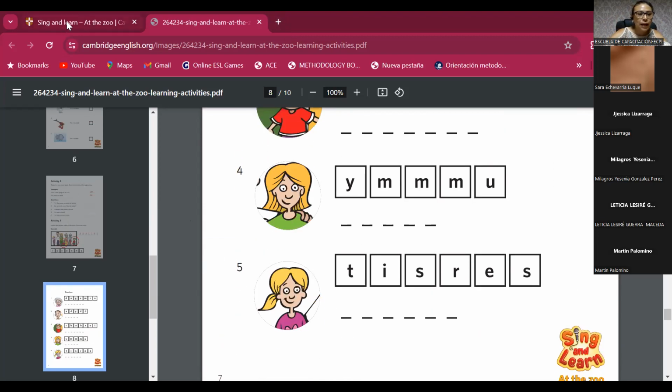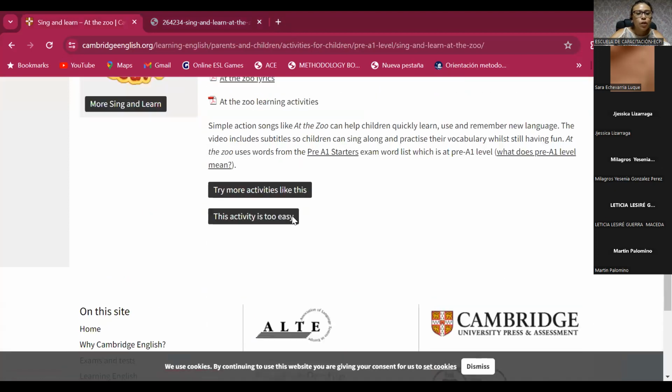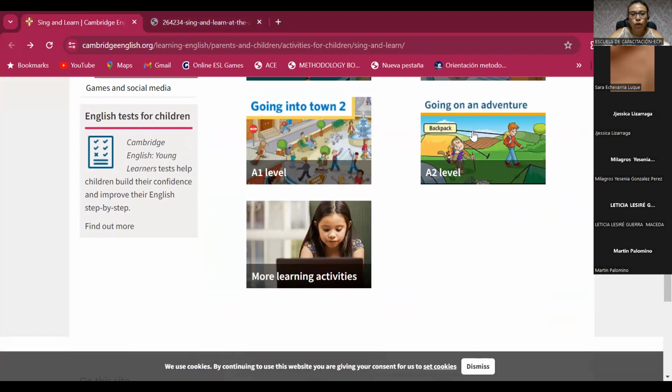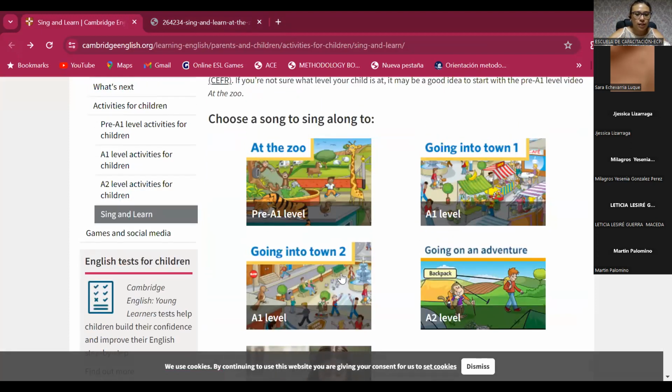So, this is the page. This is the Cambridge. You have different levels, as you can see, A2, for example, going on adventure, etc.